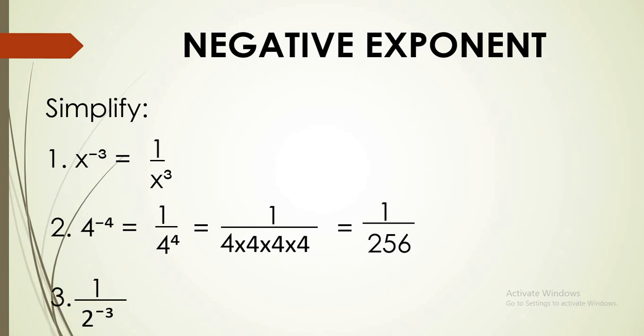Next example is 1 over 2 raised to negative 3. So it will become 2 cubed over 1, or 2 cubed. Then it will become 2 times 2 times 2, and that is equal to 8.